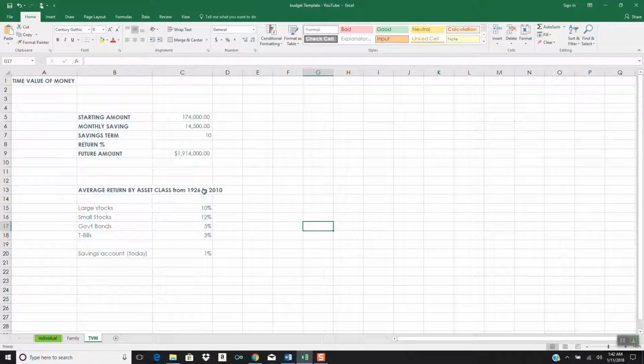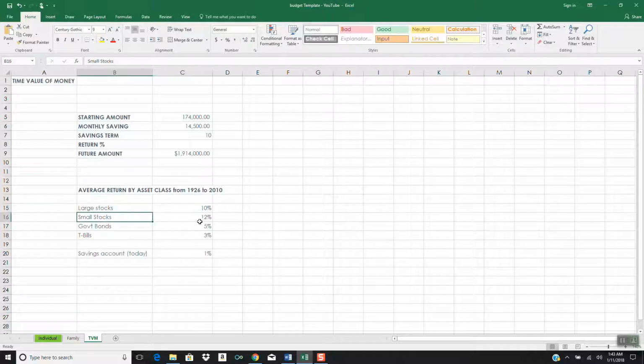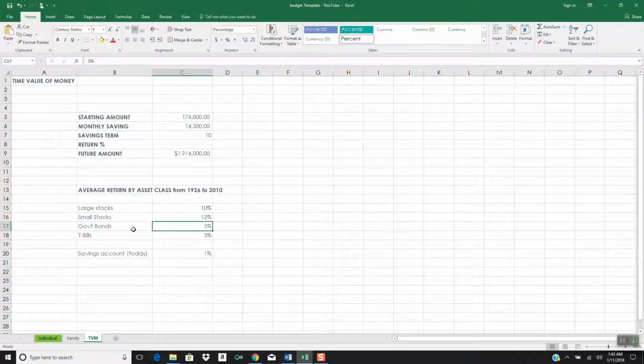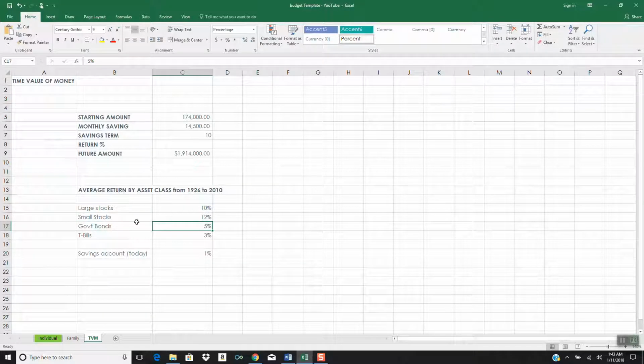Now, what these returns represent here is the average return by asset class from 1926 to 2010. I just brought this information in to explain how this return concept works. So between the years of 1926 and 2010, large stocks, meaning the stocks of large companies like Walmart, Microsoft, that type of thing, earned 10% per year as an average return. Small stocks earned about 12%. Government bonds, which is just a type of debt, like investing in debt, earned about 5%, and government T-bills earned about 3%.